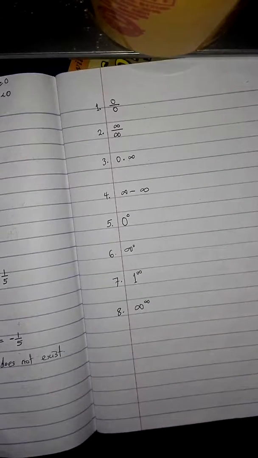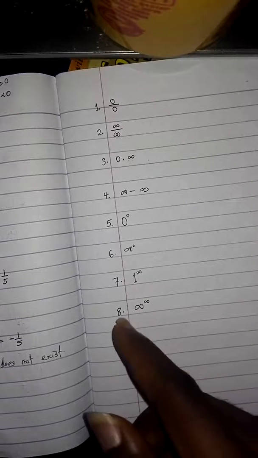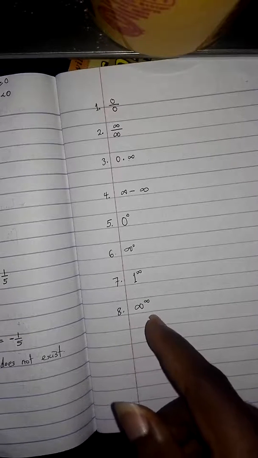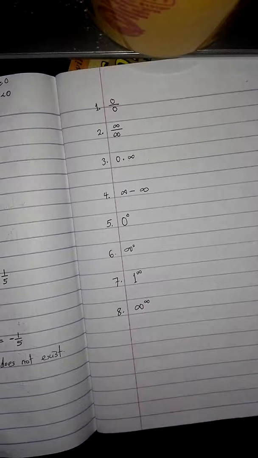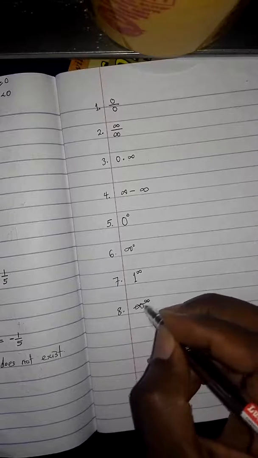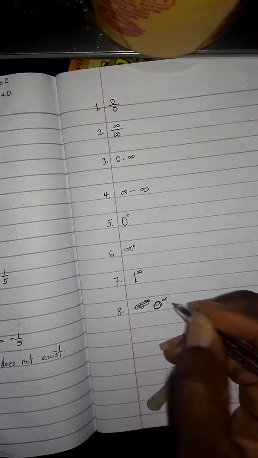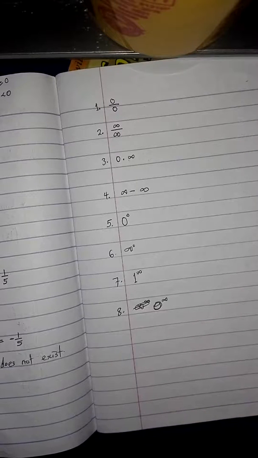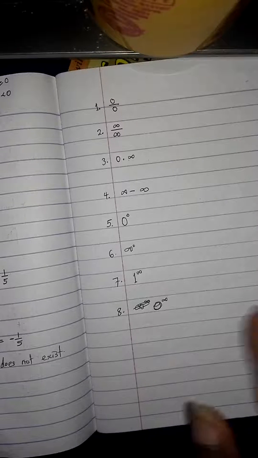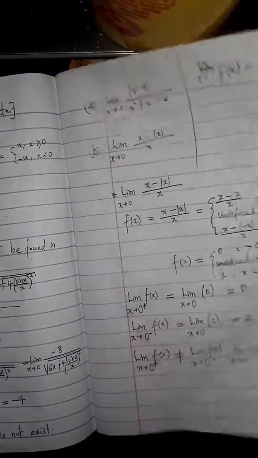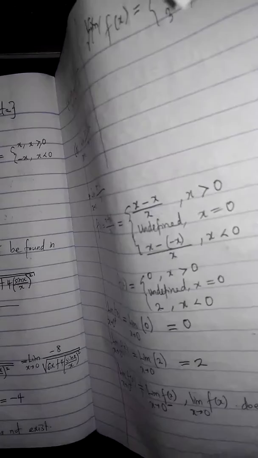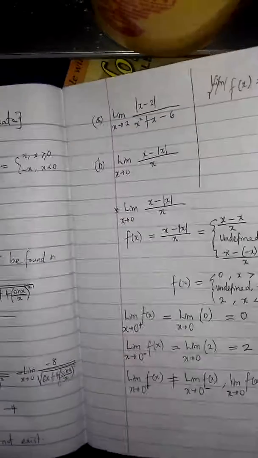So is infinity raised to power infinity indeterminate? It should be 0 raised to power infinity. I think this should be 0 raised to power infinity. Infinity raised to power 0 raised to power infinity, it's indeterminate. Is that correct? Yeah, okay. Don't worry, we get to see how to deal with cases like this in the next class, from L'Hopital's rule.